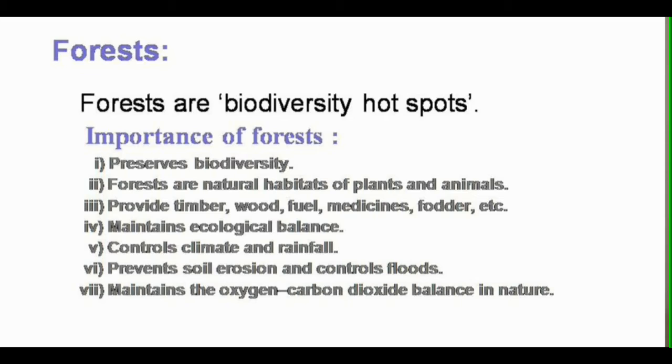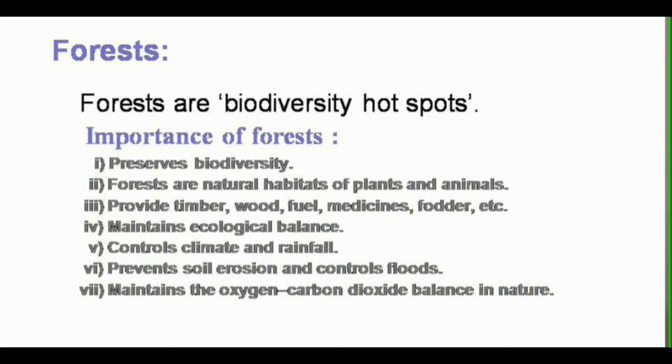Forests are natural habitats of plants and animals. They provide timber, wood, fuel, medicines, and fodder. They maintain ecological balance, control climate and rainfall, prevent soil erosion, and also control floods. They maintain the oxygen and carbon dioxide balance in nature.